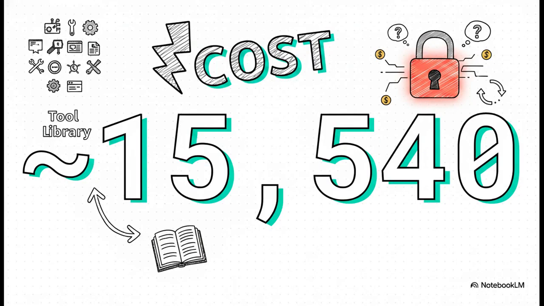And here's the actual price tag. For a pretty standard setup of about 84 tools, that initial reading of the manual eats up over 15,000 tokens. Now, you can think of tokens as the currency AI uses. Every word, every command, it all costs tokens. So this is a massive upfront payment before the agent has done a single useful thing. That is the hidden tax.